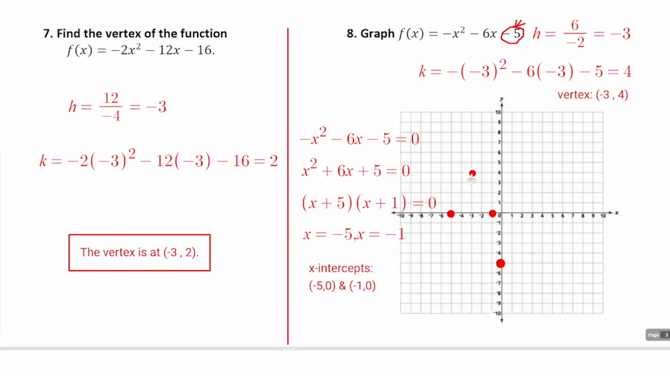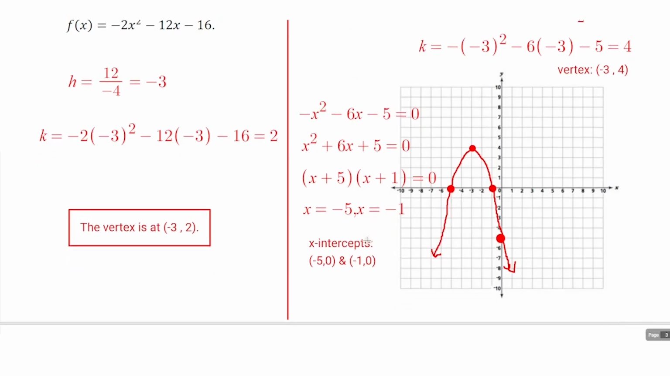That's enough points. You can kind of see this is definitely going to open down, and that makes sense because we have a negative leading coefficient. So I'm going to go ahead and do my best to sketch this out, making it go through all those points. Pretty happy with that side. Then this side is just going to go down, kind of do the same thing. Okay, there's number 8. Let's move on.